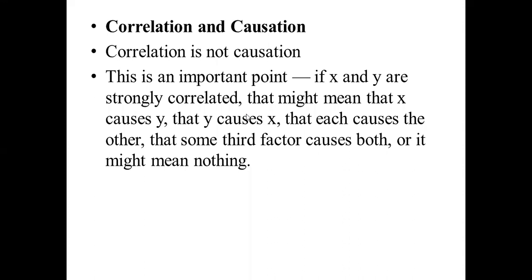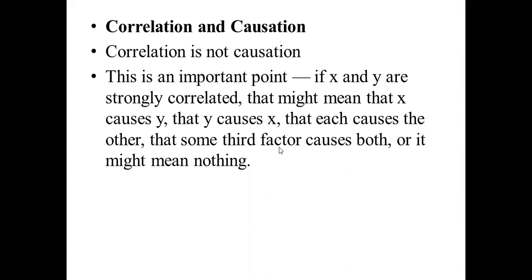So for example, if x and y are strongly correlated, that might mean that x causes y, or that y causes x, or that each causes the other. It might also mean that some third factor causes both, or it might mean nothing. So if x and y are related, it doesn't mean that either one is caused by the other. No, here both can be caused by something else. I cannot say that either.